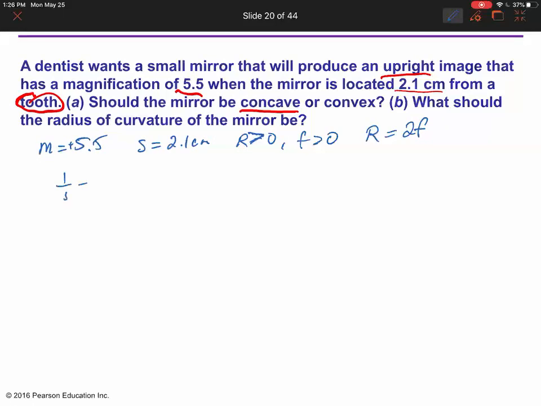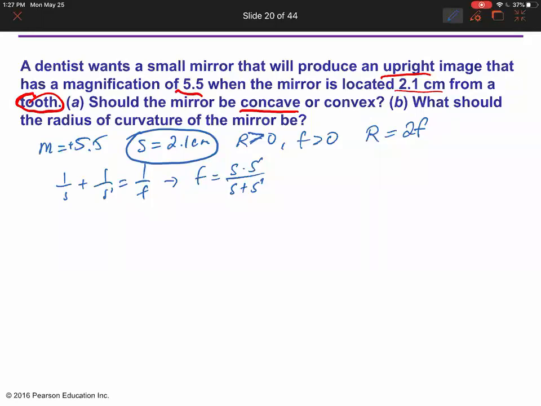Let's say 1 over s plus 1 over s prime equals 1 over f, where f is equal to s times s prime over s plus s prime. This is a little bit easier to use. Alright, so I do have s, which is the object distance, but we don't have s prime.